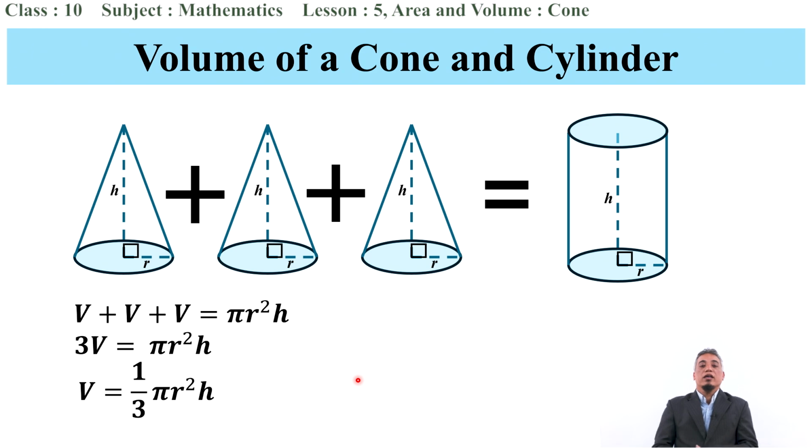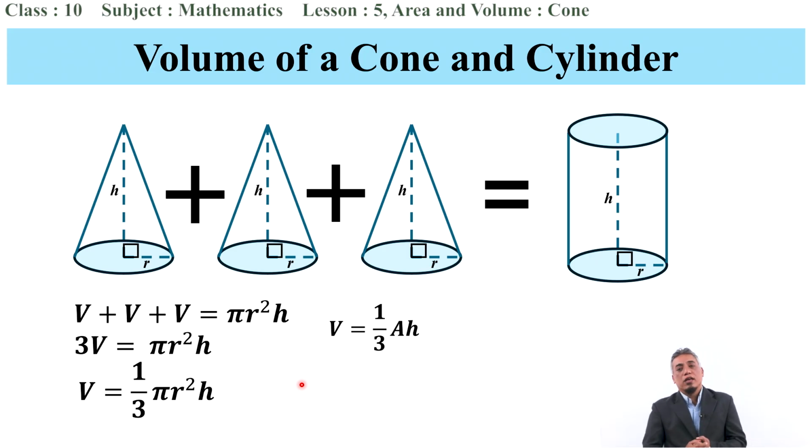That's why we find out the formula for the volume of a cone is 1/3. This 3 goes to divide this side. That's why we write this 1/3. So the volume of the cone equals 1/3 pi r square h. Or we can write it this way also: V equals 1/3 area times height.